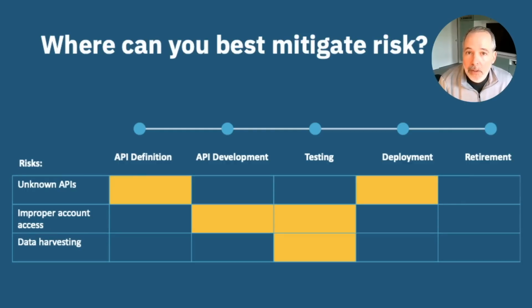So let's take unknown APIs, right? You could tackle that up front by having some process or policies that mandate that all APIs get categorized and inventoried in a gateway or an API marketplace, right? Or you might use your web app firewall or some runtime detection tool to detect and discover APIs as they're being used. Take unauthorized access, right?